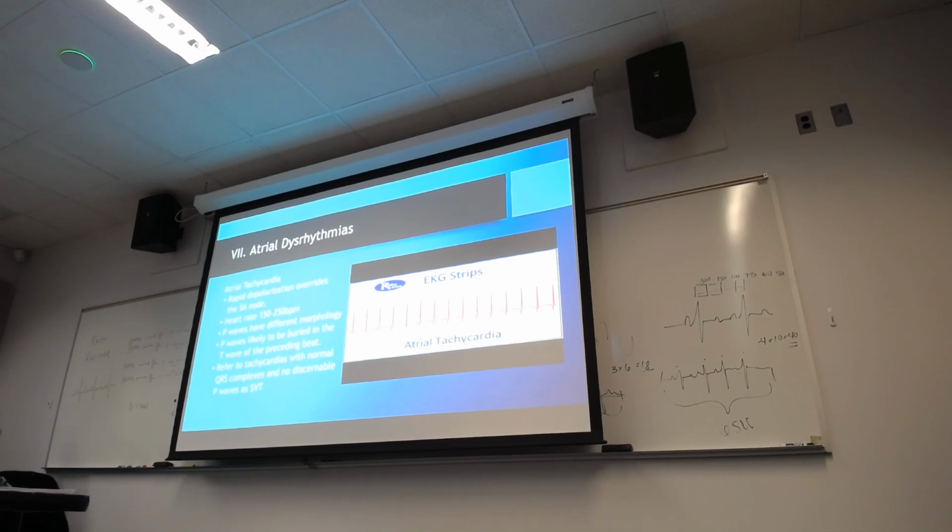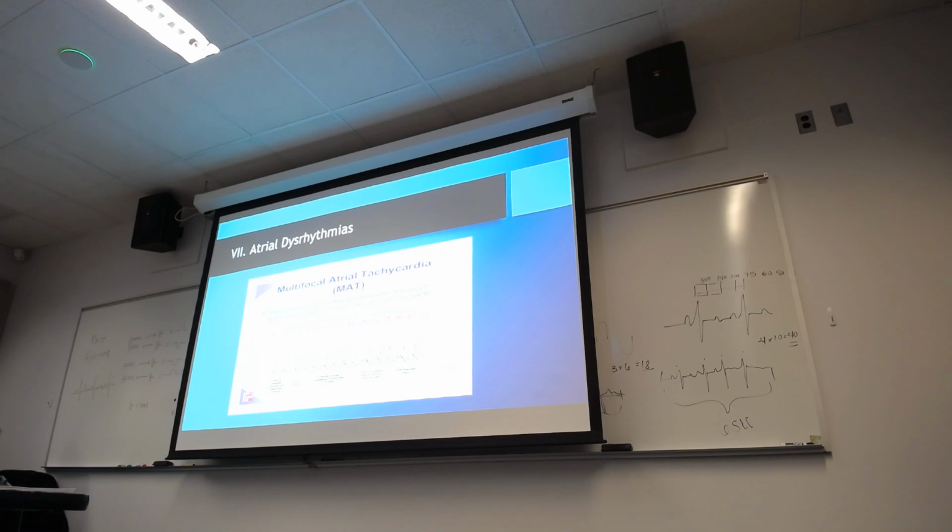About 150. Right? Multifocal atrial tachycardia. Basically, P waves are changing morphology because you have multiple foci from where that electrical impulse is originating.